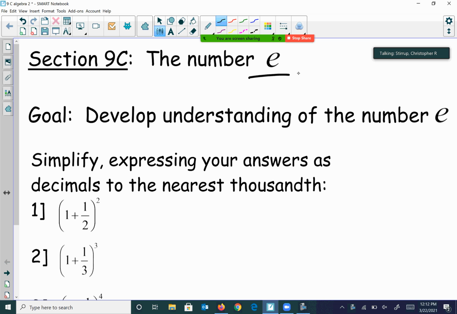Okay, so the number e. The number e is basically about how certain things came about. There are certain things that exist in math that we have this fascination with. You know, we have pi, we have e, we have all these other things.